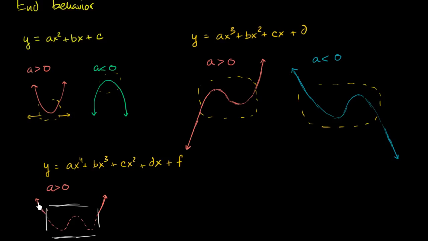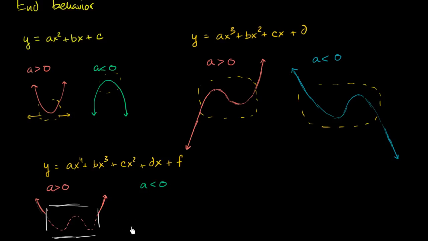And for very large negative values, you're going to get very large positive values. You take a negative number, raise it to the fourth power or the second power, you're still going to get a positive value. Likewise, if a is less than 0, you're going to have very similar end behavior to this case, for a polynomial where the highest degree term is even. So this is a is less than 0.